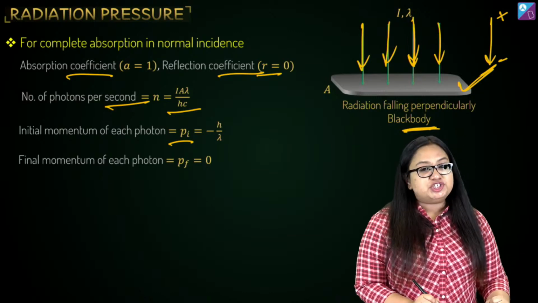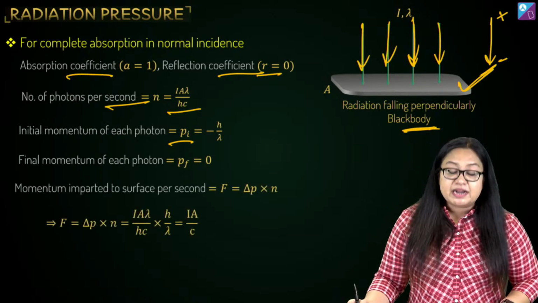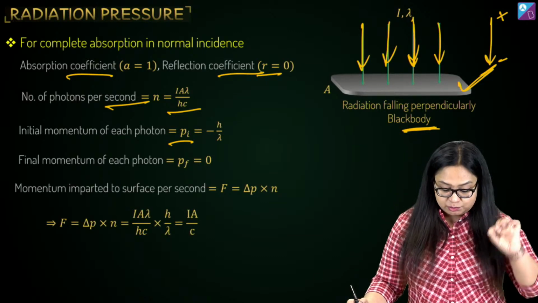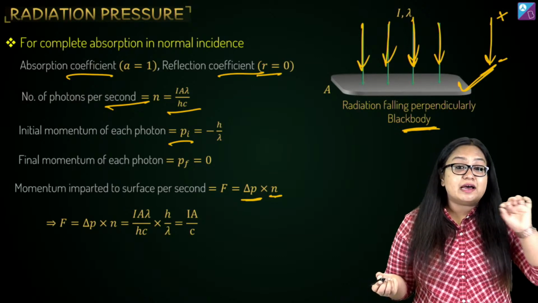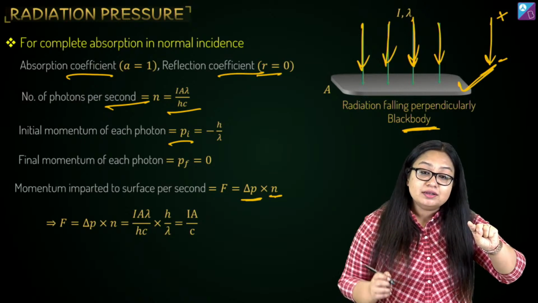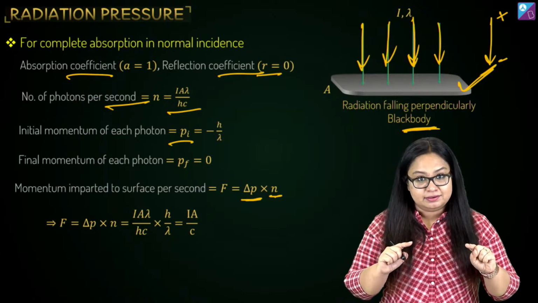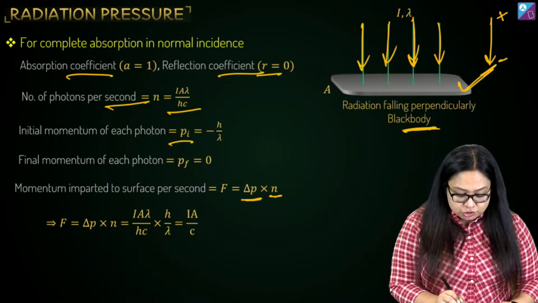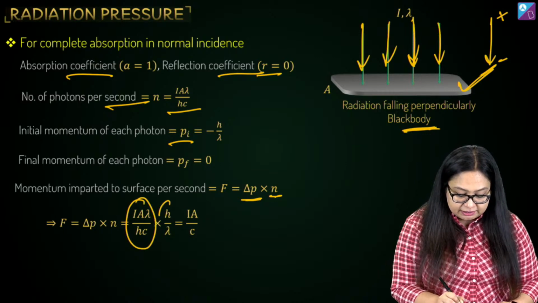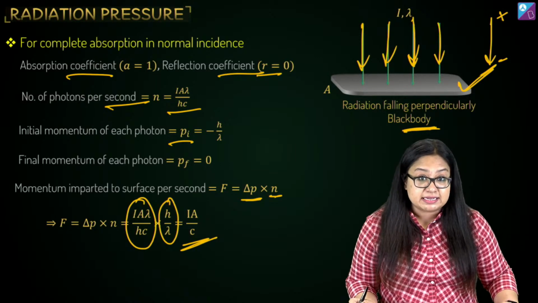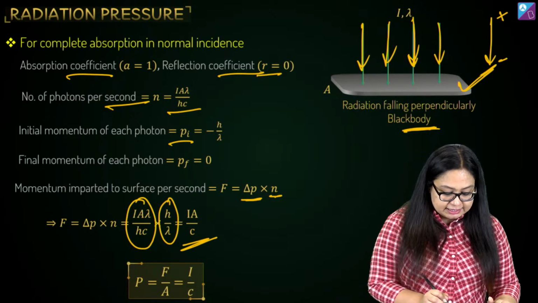So the change in momentum per second will give me force. Momentum imparted per second will be delta P multiplied by n: delta P, the change in momentum of one photon, multiplied by the number of photons per second. That gives you the change in momentum per second. Make sense? Here I substitute delta P, here I substitute n, and I get I A by C. This is force, so pressure comes out to be force by area, the area gets cancelled out, and I get I by C.